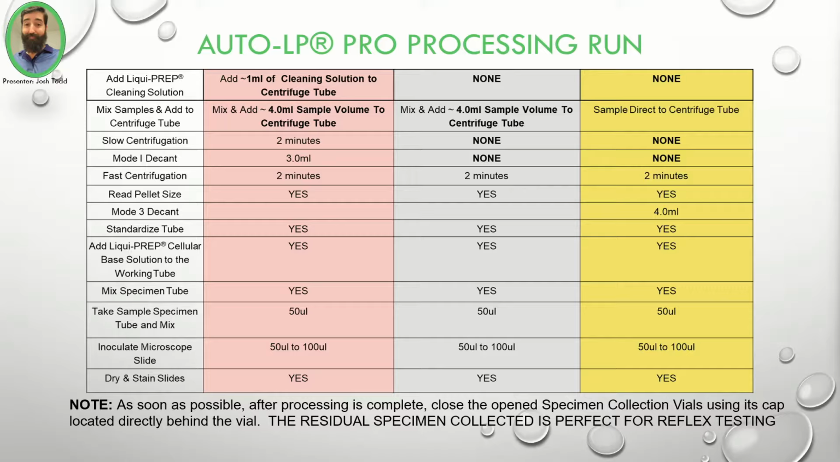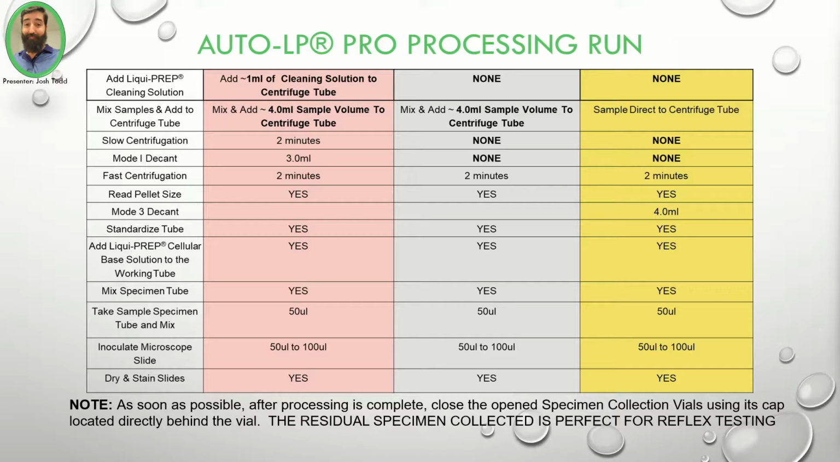After our fast centrifugation run, the pellet is read by our onboard camera system to determine the size of the pellet. A cellular pellet under 2 microliters will be processed in the centrifuge tube. A cellular pellet over 2 microliters will be processed in the working tube. After pictures, and only in Mode 3, there's a decant of 4 milliliters, followed by standardizing the centrifuge tubes.